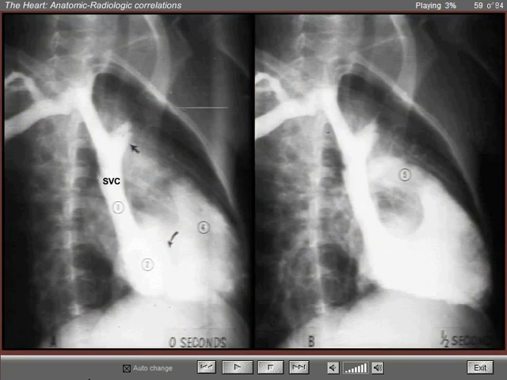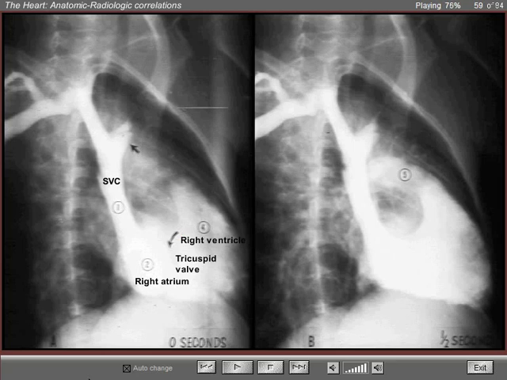This is the dextroangiocardiograph. Note the superior vena cava labeled as 1. The arrow indicates some reflux into the left innominate vein. We also note that the superior vena cava terminates in the right atrium, indicated as number 2. The curved arrow indicates the position of the tricuspid valve. In front of the tricuspid valve, we see the right ventricle as number 4.